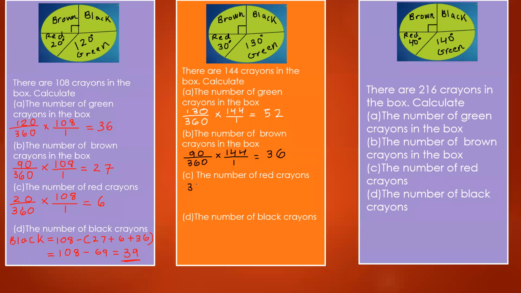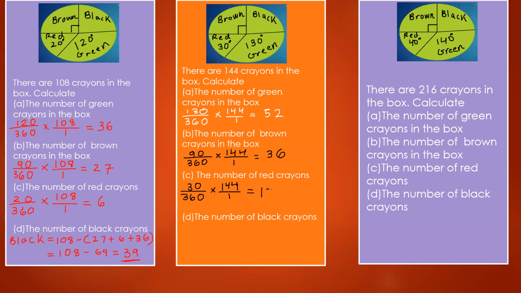Number of red crayons, 30 over 360 times 144 over 1 equals 432 divided by 36, 12. So the final answer is 12. Anyone else got 12 for C as well? Yeah, 12. The answer is 12. Good.